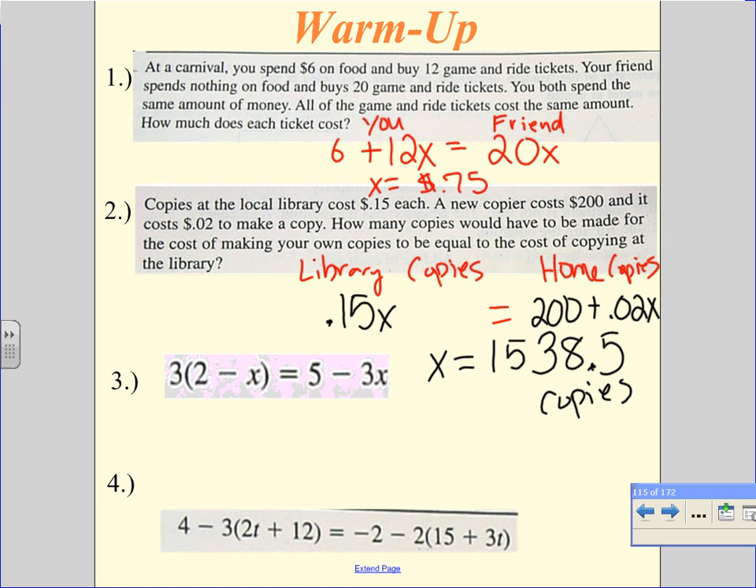Okay, questions on how to set up 1 or 2. You guys seemed like you did really well on this. Thumbs up, thumbs middle, thumbs down on just those 2 word problems. I'm just curious. The solving part was easy. It was the setup that may have been a little tricky. Okay. All right, number 3.